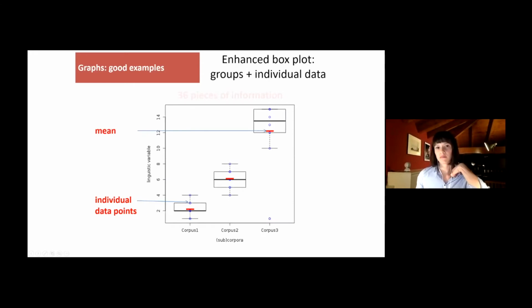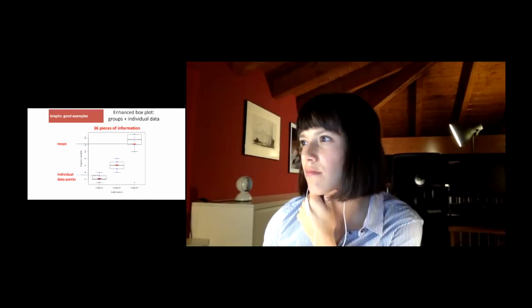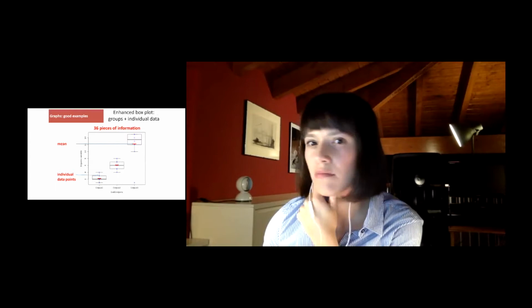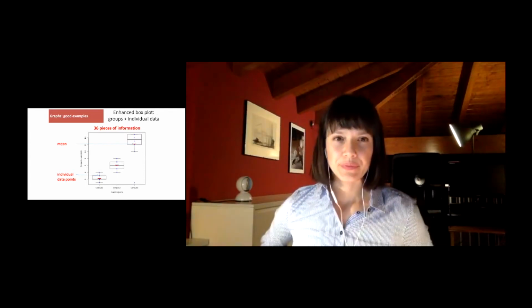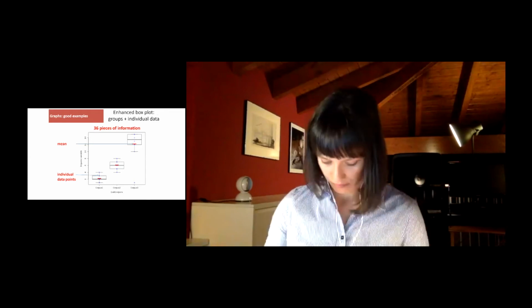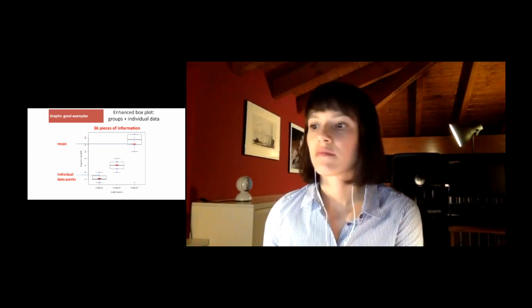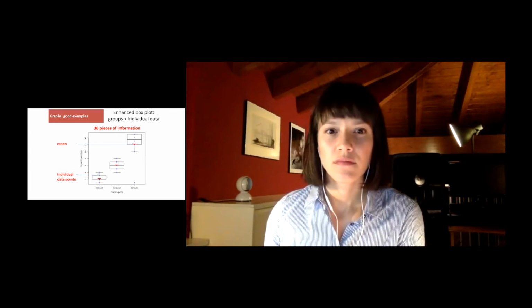We can enhance the graph and add more pieces of information. This is again the same data set. In this case, we also map the individual points. These are the individual speakers or individual texts in the corpus, and we've added the mean value. So we have the median, we have the mean, and in this particular graph, instead of three pieces of information, we suddenly have 36 pieces of information, which seems to be richer from the perspective of scientific communication. It tells a sort of more complex story than a simple bar chart could.